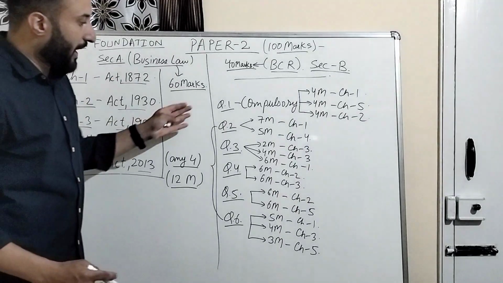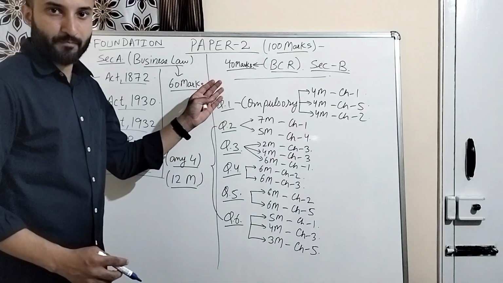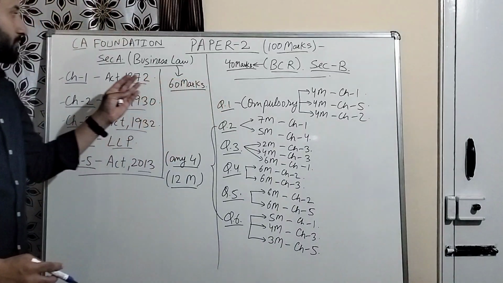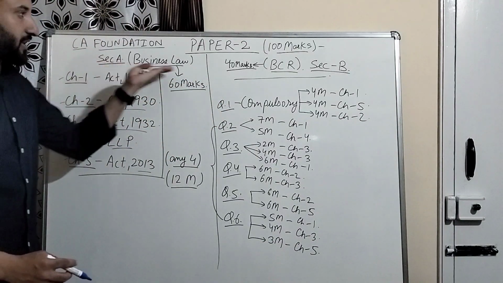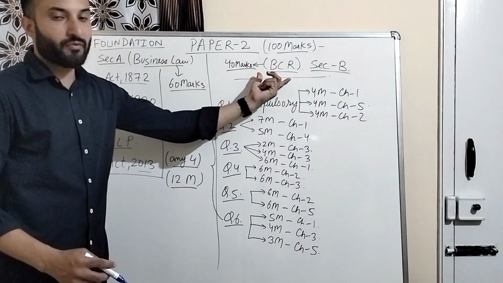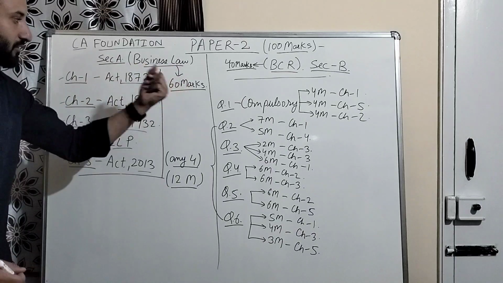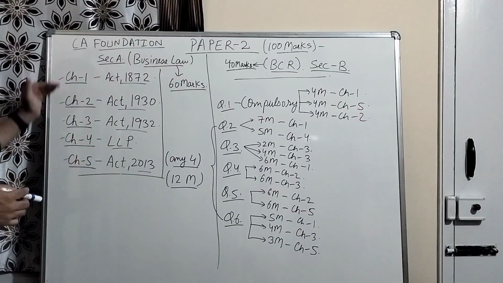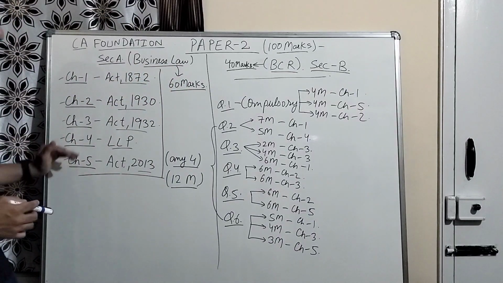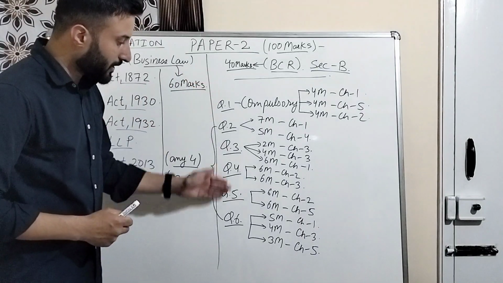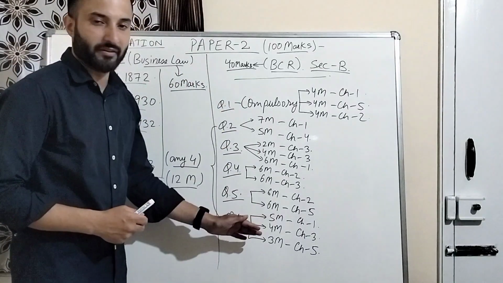So these are the chapters, and this is the question pattern. Section B we will talk about later. First we are seeing section A, that is business law, which consists of 60 marks and has these 5 chapters. From these 5 chapters the examination pattern will be like this.